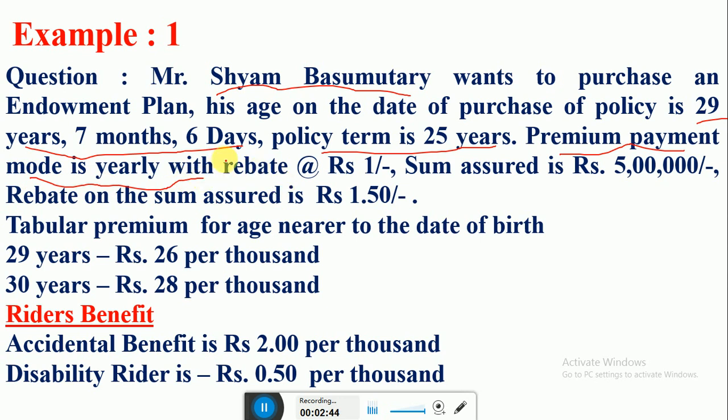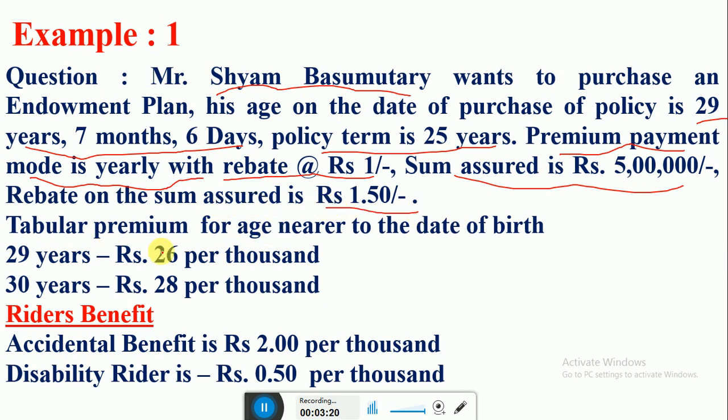Since he is going to pay the premium yearly, the company is offering him a rebate or discount. The synonym for rebate is discount. The sum assured is rupees 5 lakh, so the person is taking the insurance cover for 5 lakhs. Since he is taking a huge lump sum amount, the company is also offering another rebate on the sum assured of rupees 150.